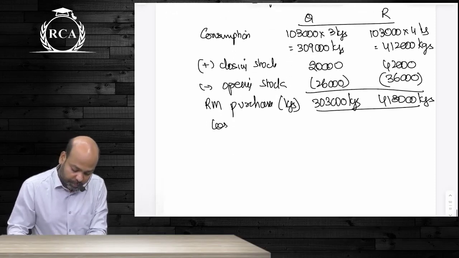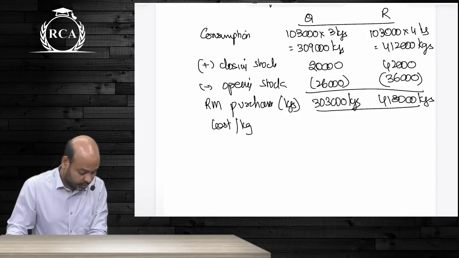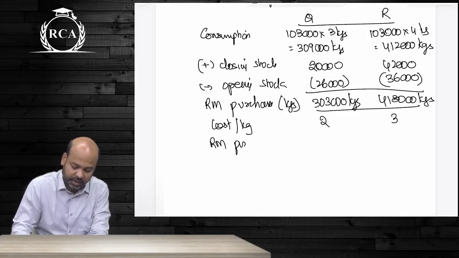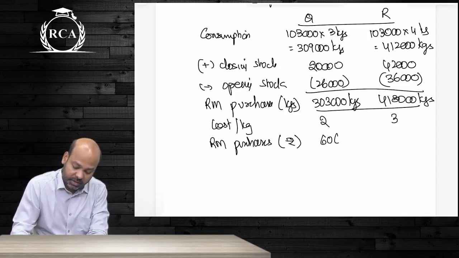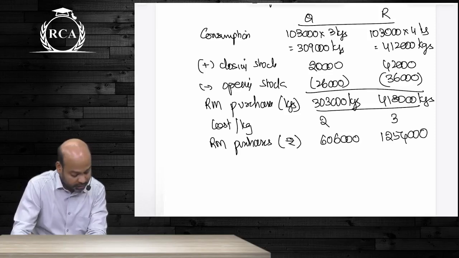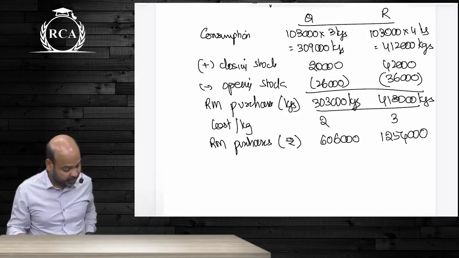What is the cost per kg, guys? 2 rupees and 3 rupees. So what will be raw material purchases beta in rupees? 6,06,000 and 12,54,000. I think we have answered the first three bits.